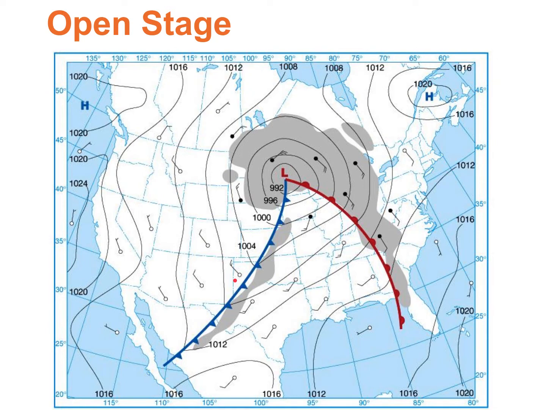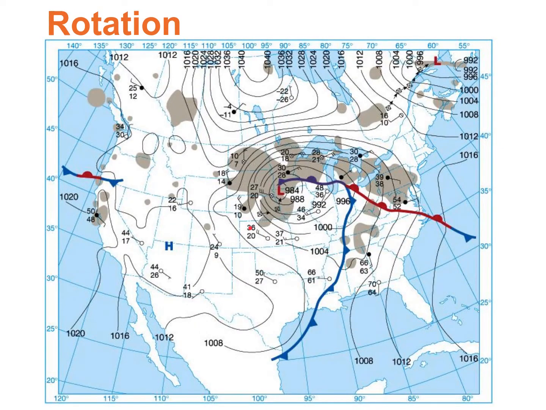So as a front moves through, the wind direction is going to shift 90 degrees clockwise. Like here it's coming out of the southeast, coming out of the southwest, and then here it's coming out of the northeast. So this is the open stage, and here we have a weather map showing rotation.